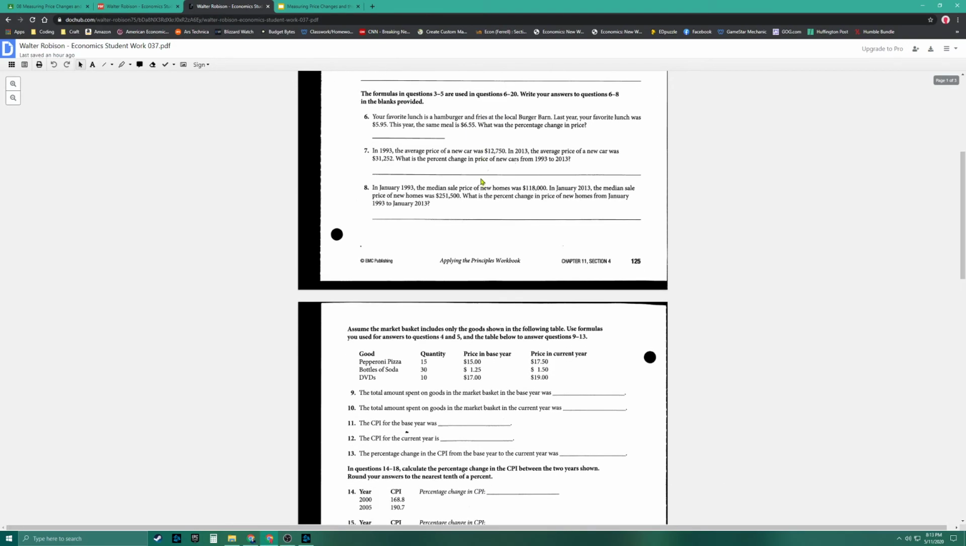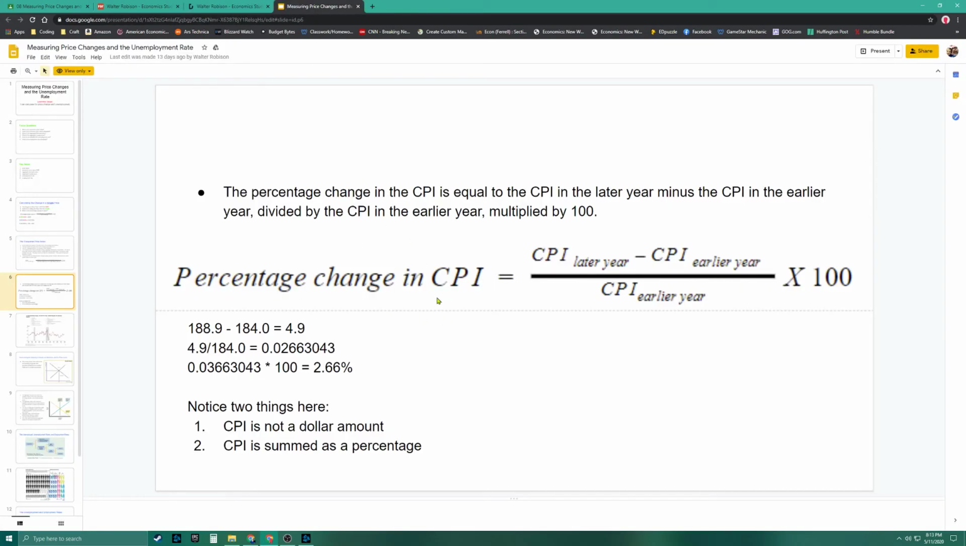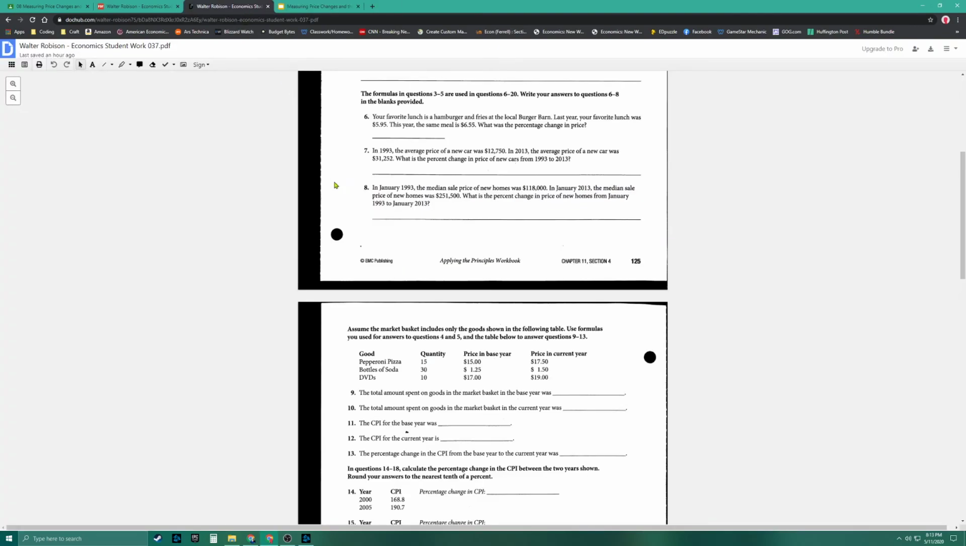All right, so it says your favorite lunch is a hamburger and fries at the local burger barn. Last year, your favorite lunch was $5.95. And this year, the same meal is $6.55. What is the percentage change in price? So we want to look at the percentage change. So that's this. So we take latter year, subtract it from earlier year, divide that by the earlier year. So earlier year, latter year, okay?